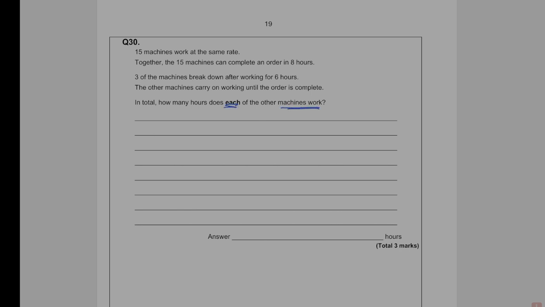Okay, so I'm going to try and show this as easily as I can. So 15 machines working for 8 hours gives us a combined total of 15 times 8, which will give us 120 worked hours.